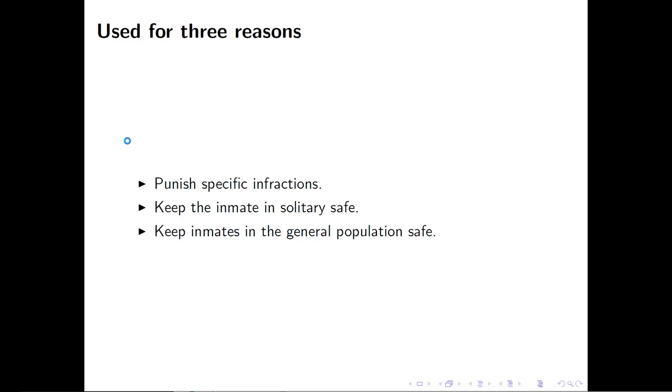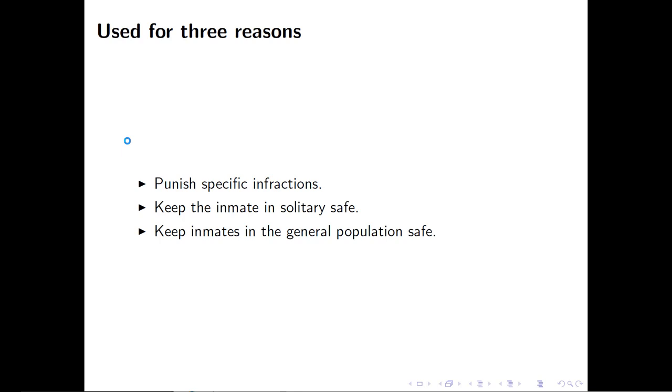For keeping inmates, or keeping the inmate themselves in solitary safe, in the U.S. this is more often going to be the case because someone is transgender or has some sort of ongoing beef with a different gang in the facility. It's essentially someone where there's a high risk of victimization.